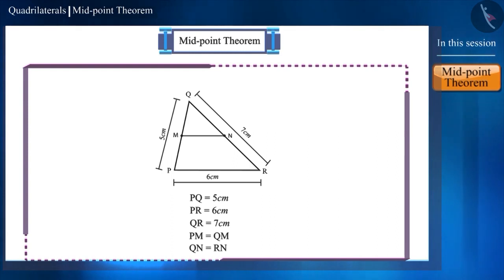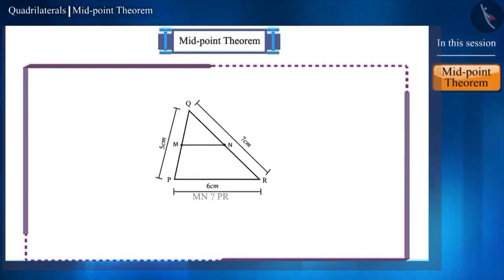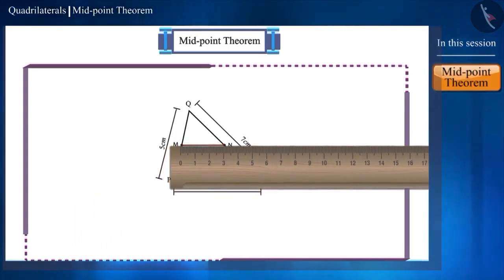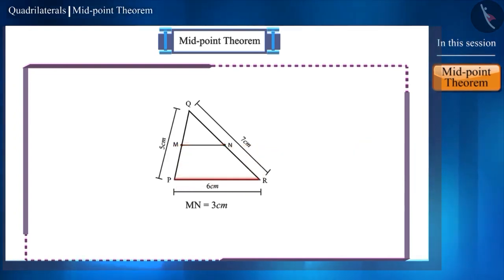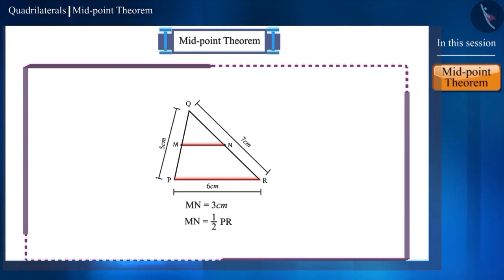Can you now tell any relation between the line segment MN and the side PR? Let's see. With the help of a scale, find the length of the line segment MN. Friends, you can see that the length of the line segment MN is 3 cm, which is half the length of the side PR. That is, we can write it in this way. Can you tell any other relationship by looking at the figure? Looking at it, both these lines seem to be parallel.